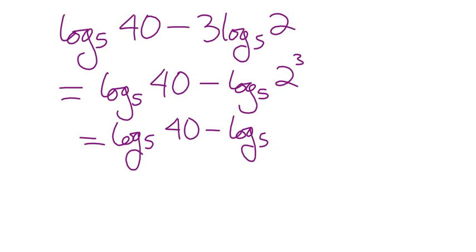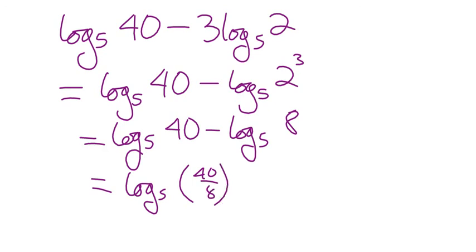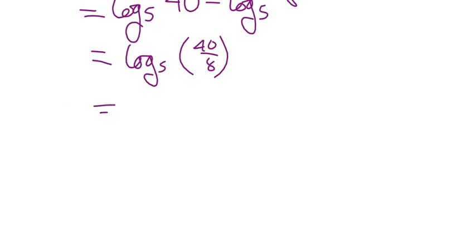What's 2 to the 3? 8. What are we going to do with the difference? We're going to divide, right? So we turn the difference, it's the difference of individual logs, right? So you've got log, and it's going to become a single log. So it's log base 5 of 40 over 8, which is 5, and log base 5 of 5 is 1.